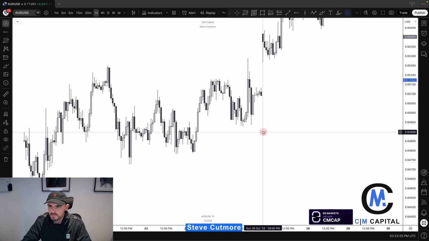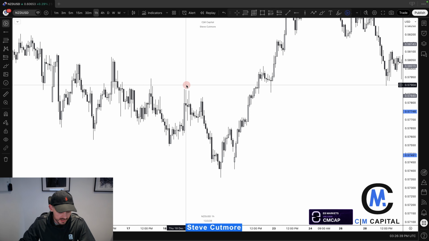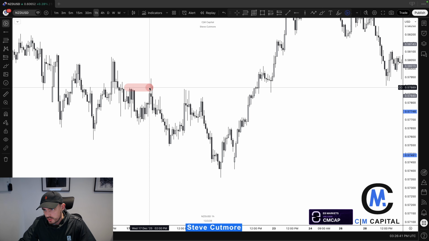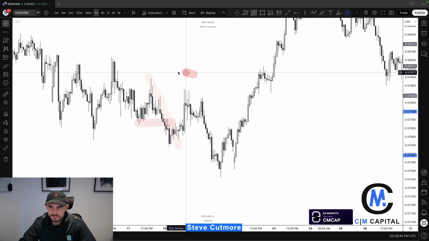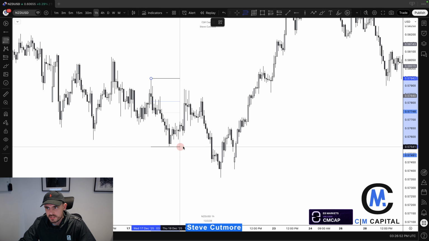Let's see if there's any more. And as you can see, here is a clear example on NZD USD. I say clear, it's not as clear. So you get sweep, push down, break structure. Where do we enter? What high created this low? Obviously this high here, down to the low.